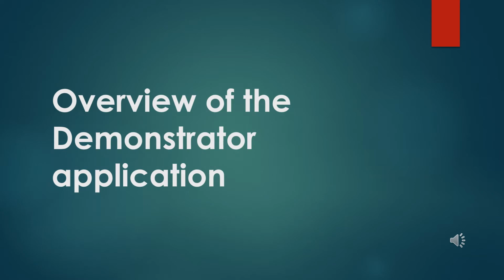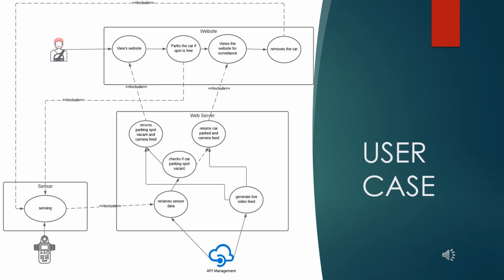For our demonstrator application, we have created a web page which a user can access if he is situated at the location of our hardware module. This web page has a live stream of the parking spot, the current occupancy of the parking spot, and the GPS coordinates of the system. The website changes states depending on the current vacancy of the parking spot, as shown in the user case diagram.